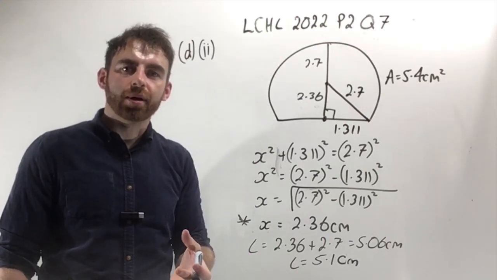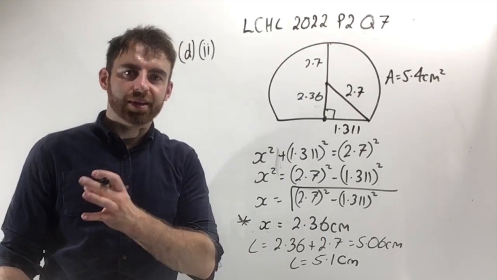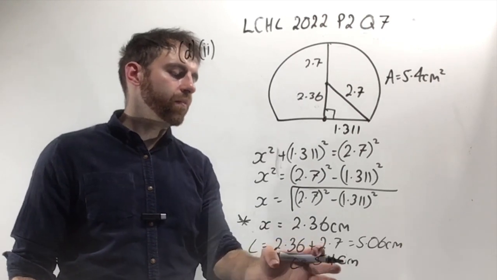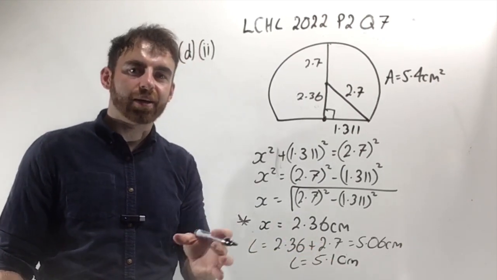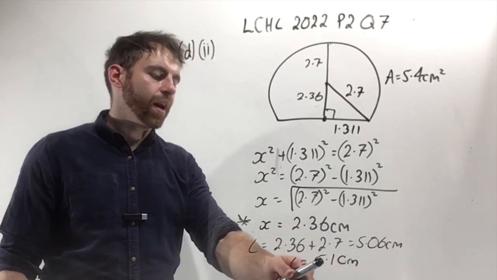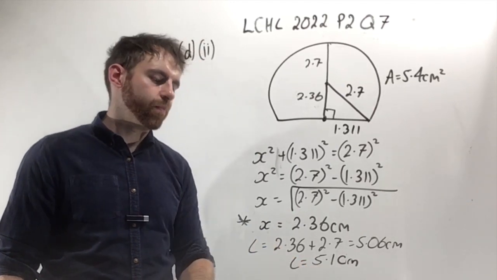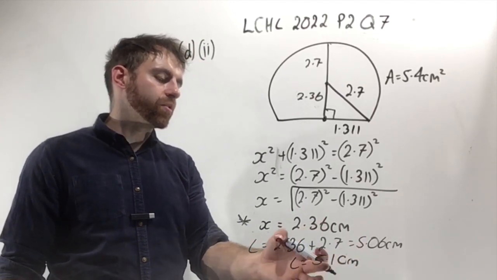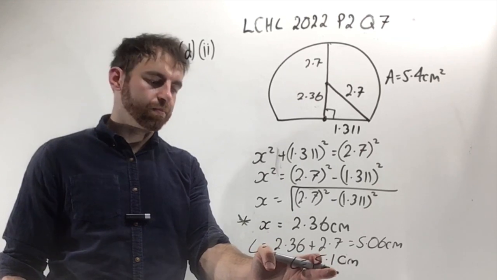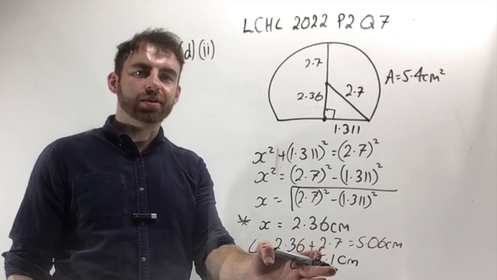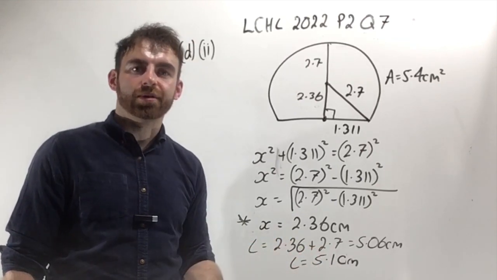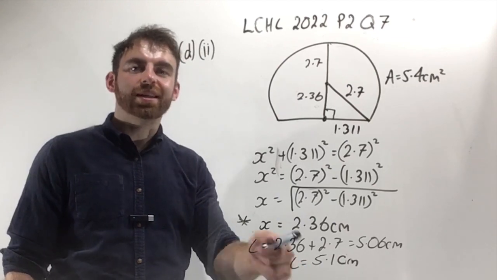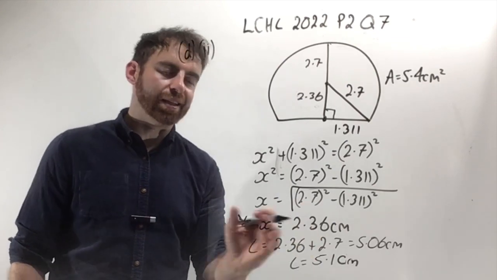So you need to remember that there are 10 millimeters in a centimeter. So if you want to leave your answer in centimeters, but be accurate to the nearest millimeter, you have to just go down one decimal place. So my final answer is 5.1 centimeters. Because 5.1 centimeters is 51 millimeters. So I have this rounded to the nearest millimeter, but it's in centimeters.